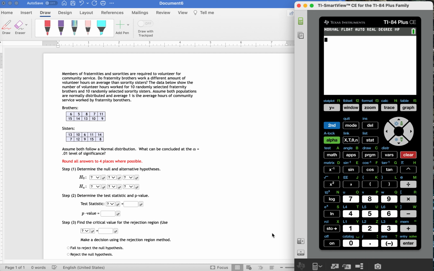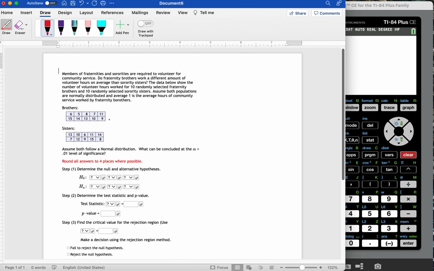Of fraternities and sororities, are they required to volunteer for community service? Do fraternity brothers work a different amount of volunteer hours on average than sorority sisters? The data below shows the number of volunteer hours worked for 10 randomly selected fraternity brothers and 10 randomly selected sorority sisters. We're going to assume both populations are normally distributed, and the average one is the average of community service hours worked by the fraternity brothers.